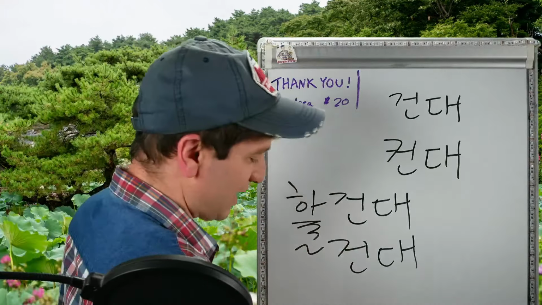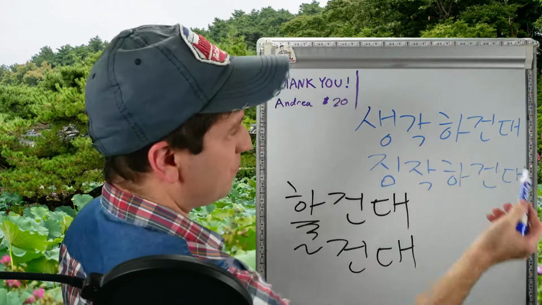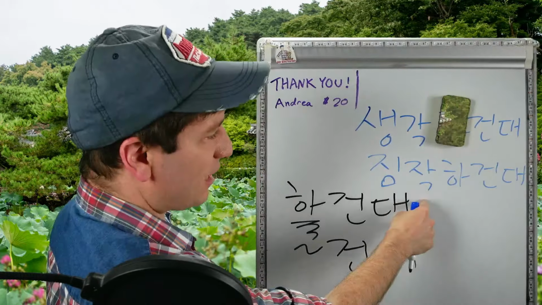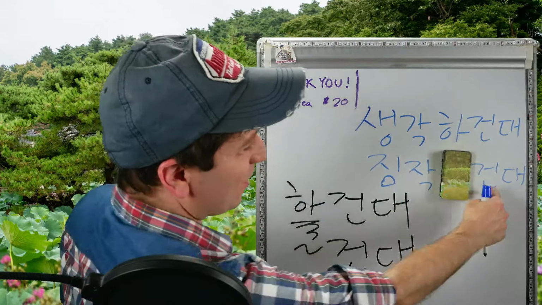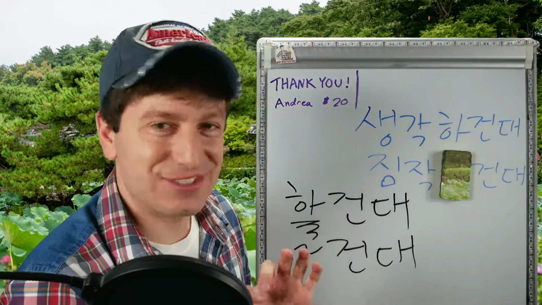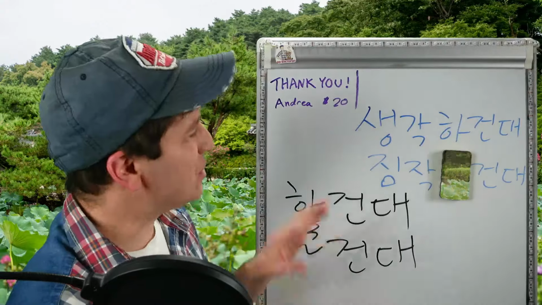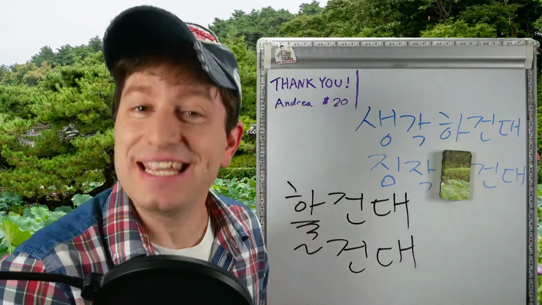So let me give you a couple examples. 생각하다, you would get 생각하건데. Or you can just get 생각건데. 짐작하다, 짐작하건데. Or you can just get 짐작건데. Now, it cannot always shorten when it's 하건데 to just 건데. And we're going to talk about why and when, but I just want you to first open your mind to the fact that it can in many cases.